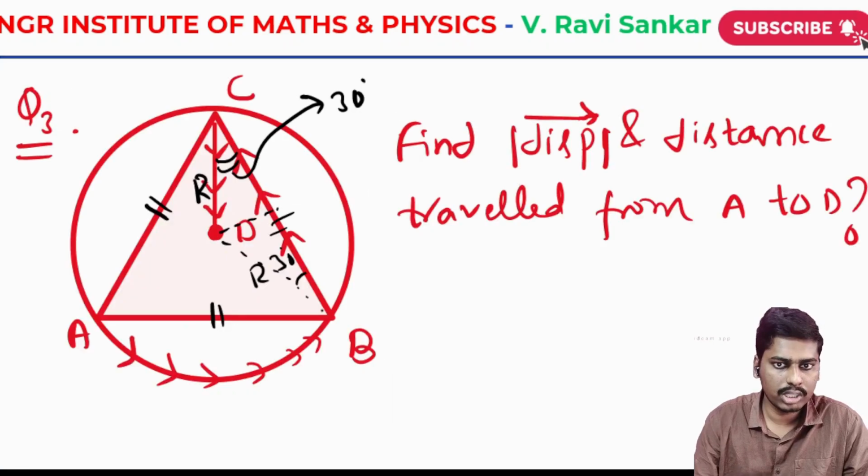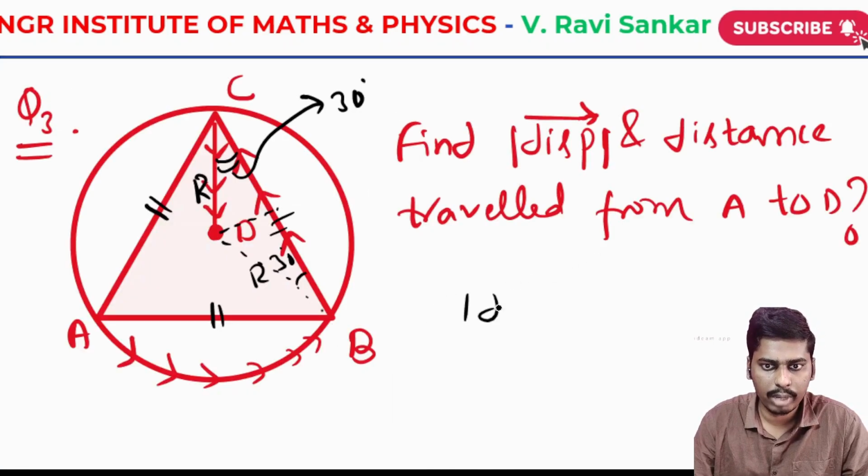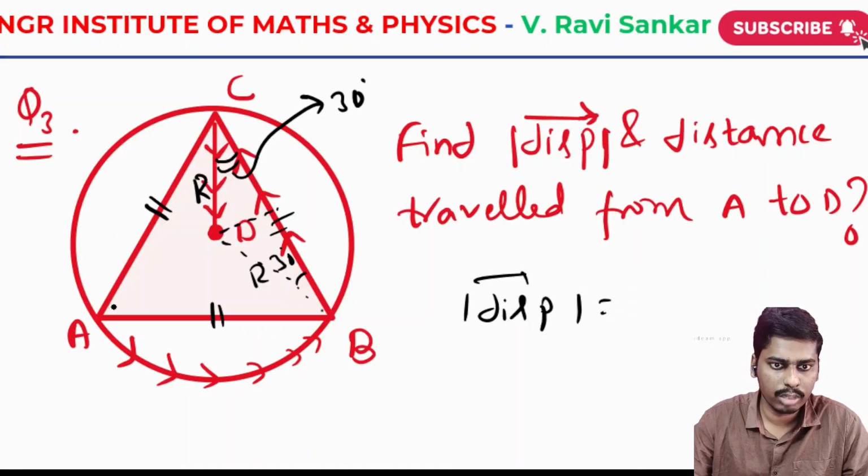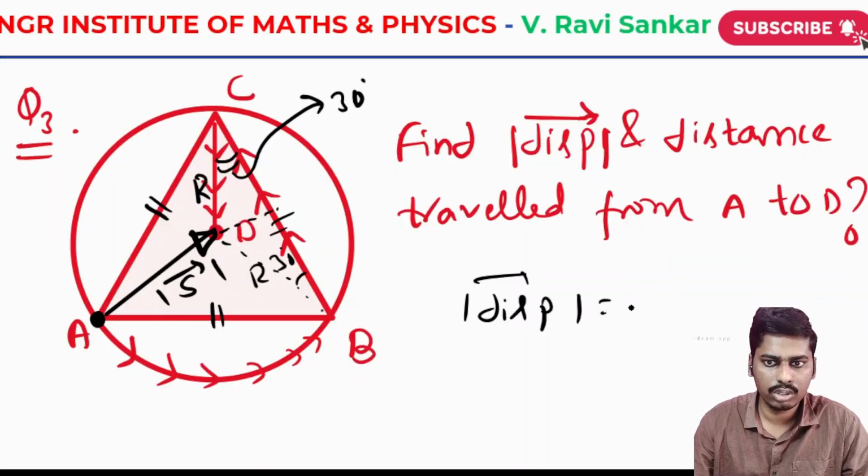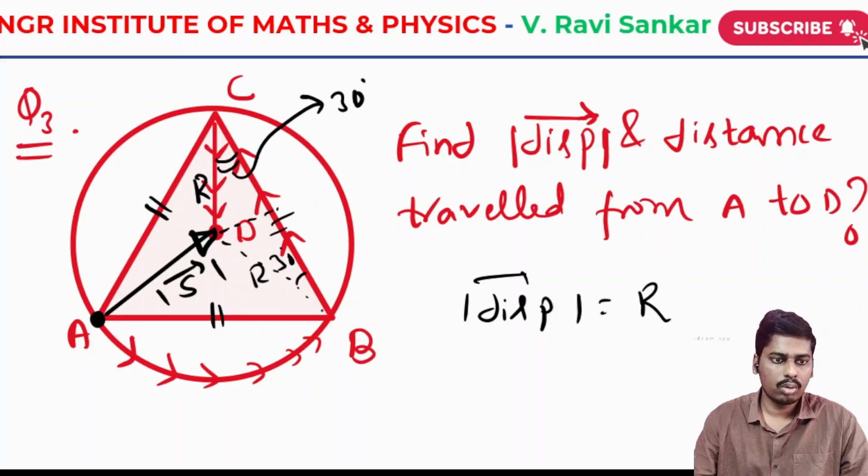Then what about the displacement? I can easily solve the magnitude of displacement from here. The magnitude of displacement is nothing but the straight line joining the initial point A and the final point B, right? This is the displacement vector, and the magnitude of displacement is also r. Okay, we also successfully solved this question, and moving on to the next question.